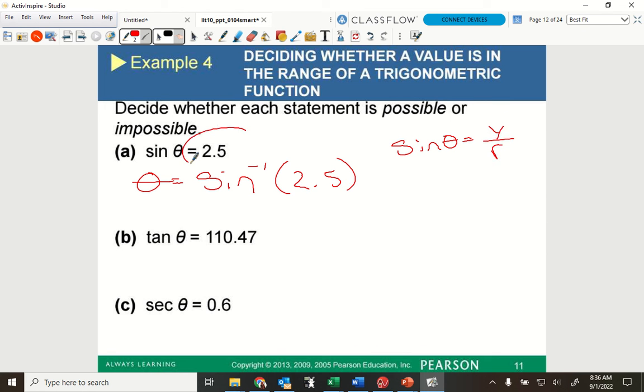But do I have a fraction here? No. Can I make it into a fraction? What is the one thing I could do to any number to make it into a fraction? Put it over 1. Does that change the value? No. 2.5 divided by 1 is still 2.5, isn't it? So let's take a look. If I rewrite that, I say 2.5 over 1.